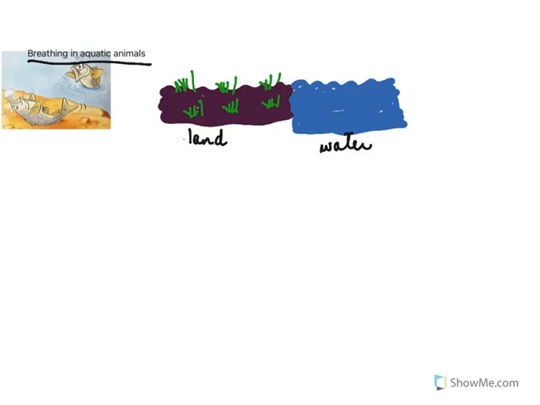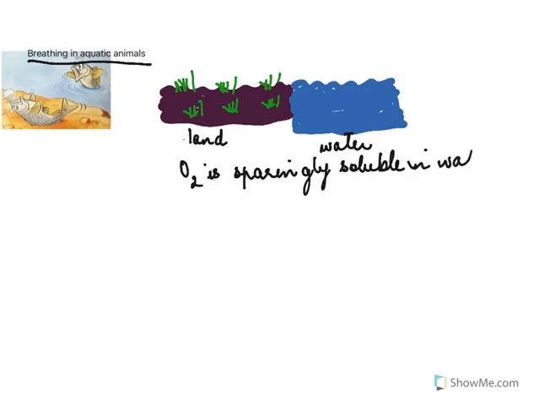Now here we'll see the difference between land and water when it comes to oxygen. To begin with, we must know one property of oxygen, that oxygen is sparingly soluble in water. Oxygen is sparingly soluble in water, which means it does not dissolve very easily in water.